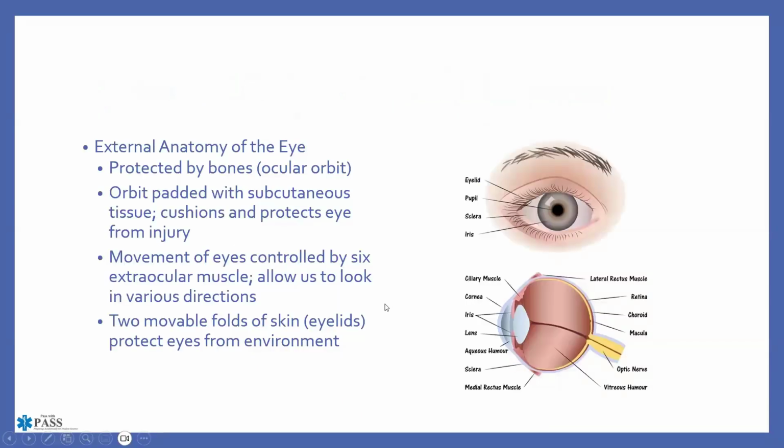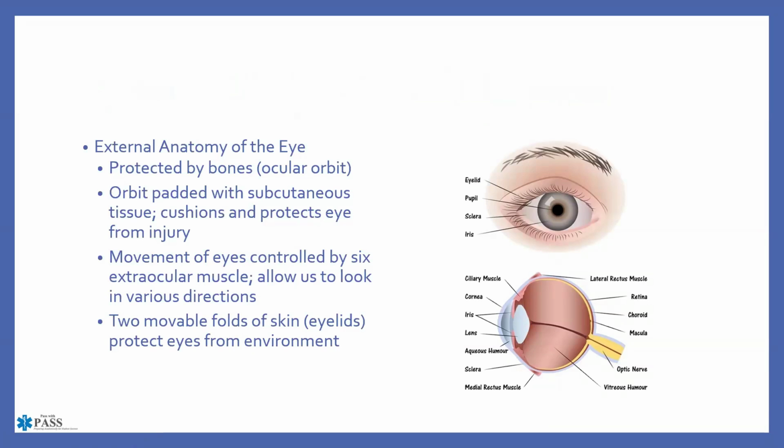Some external anatomy of the eye continued. It is protected by bones, our ocular orbit, which is responsible for protecting the eye. The orbit is padded with subcutaneous tissue and fat, and this is meant to cushion and protect the eye from additional injury or any type of insult that may occur.